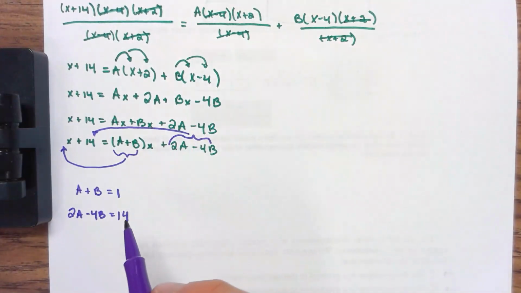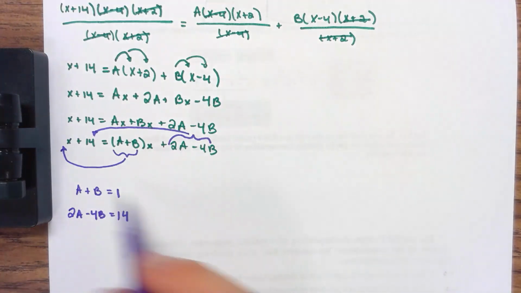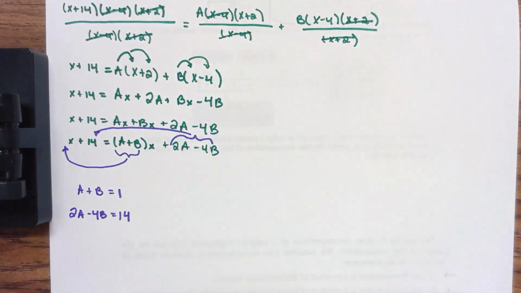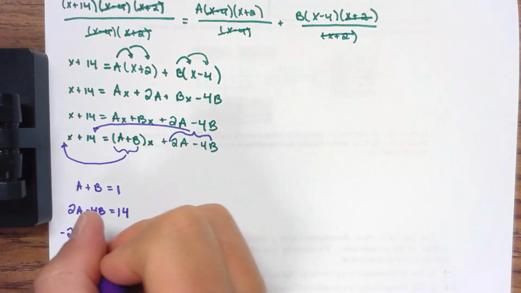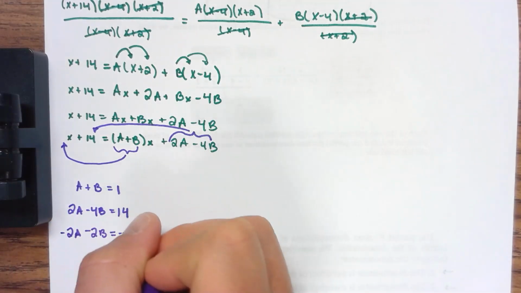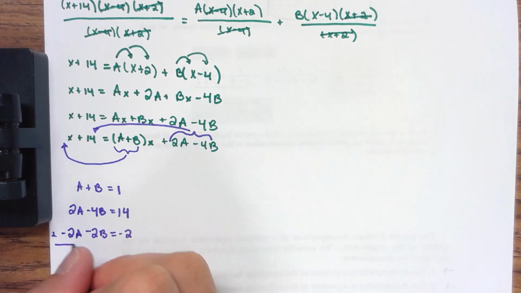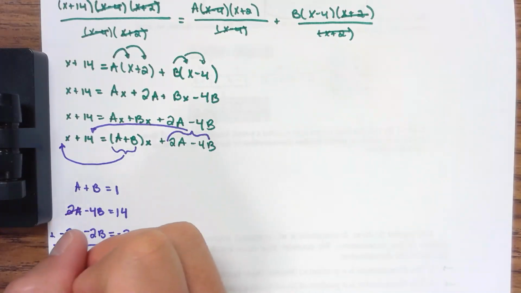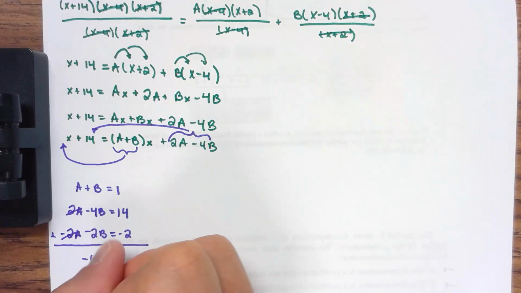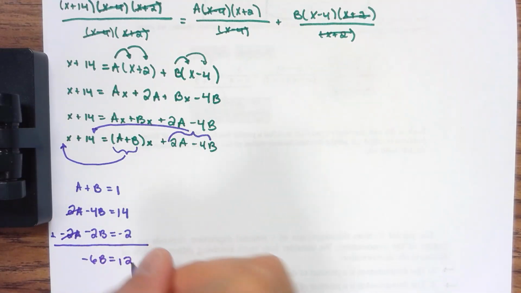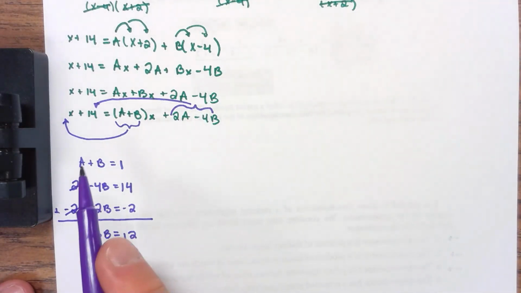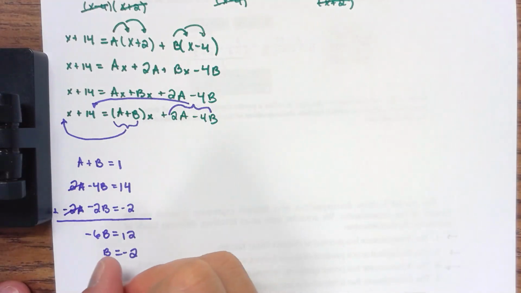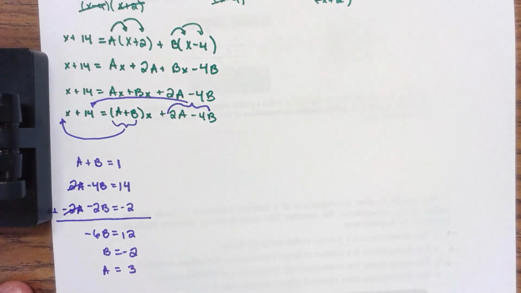We can solve it with any method we want. Substitution would be easy. I can subtract b. I still prefer elimination, so I'm going to take the top equation and multiply it by negative 2. So I get negative 2a minus 2b equals negative 2. I'm going to add these bottom two equations where the a's eliminate. And I get negative 6b equals 12, making b equal to negative 2. And if b is negative 2, a needs to be 3 in order for them to add to 1.